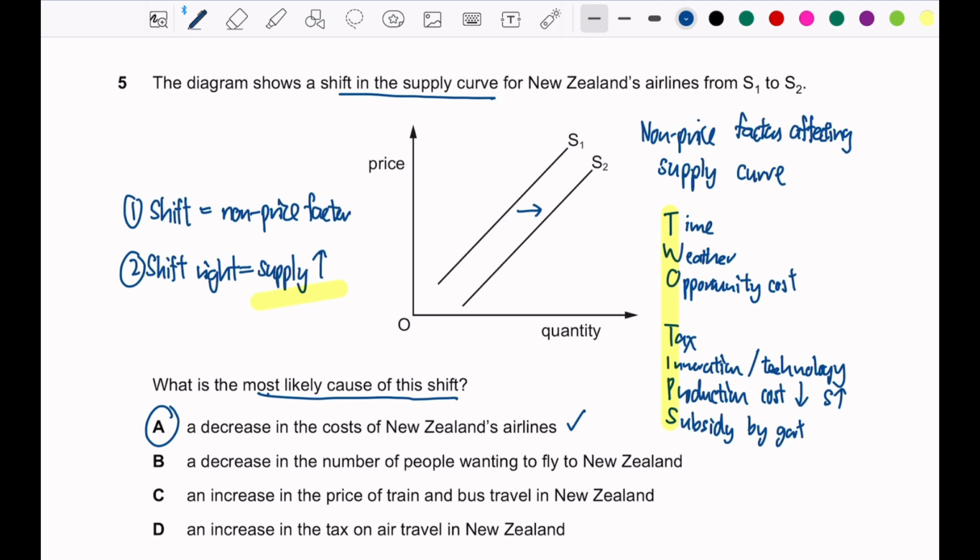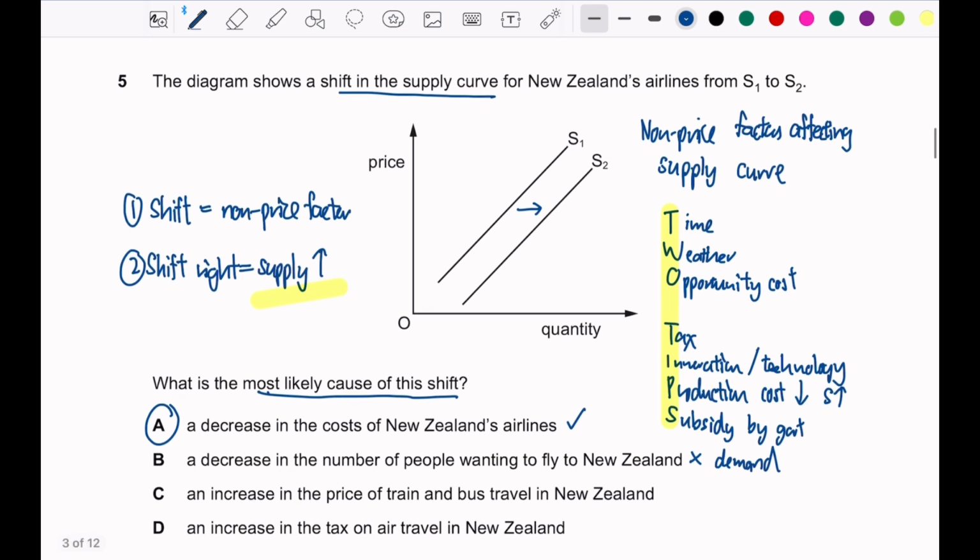And let's see B, C, D. B, a decrease in the number of people wanting to fly to New Zealand. No, this is about the demand, so it's not relevant to this question. C, an increase in the price of train and bus travel in New Zealand. This is also not relevant because it will affect demand. D, an increase in the tax on travel in New Zealand. No, when you increase the tax, this will reduce the supply.